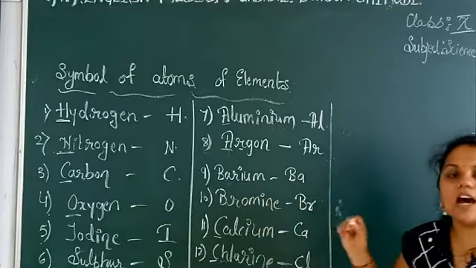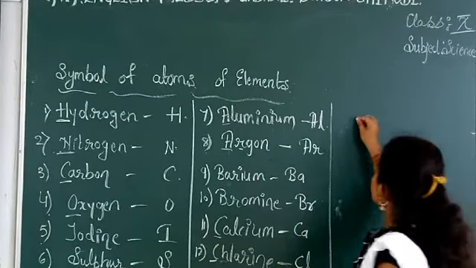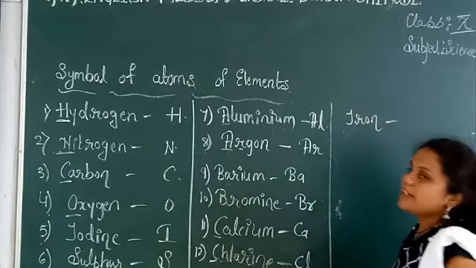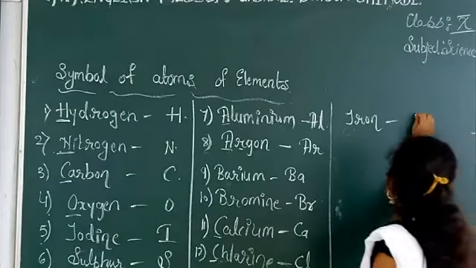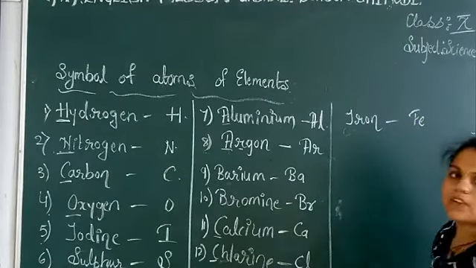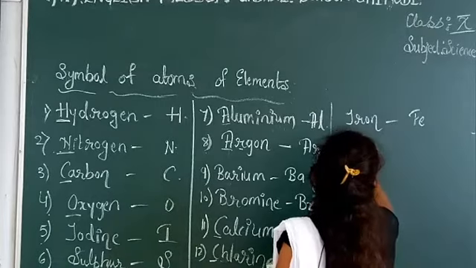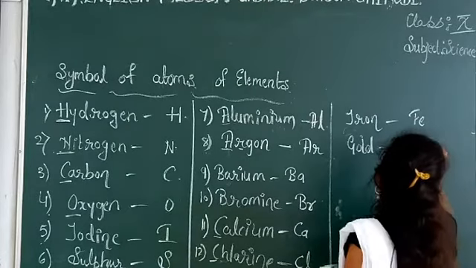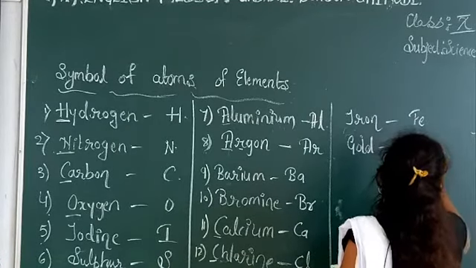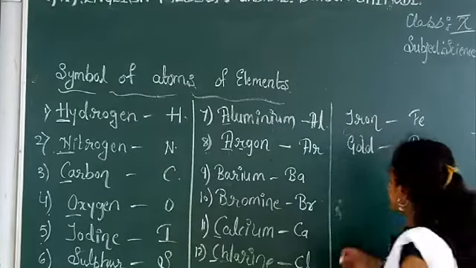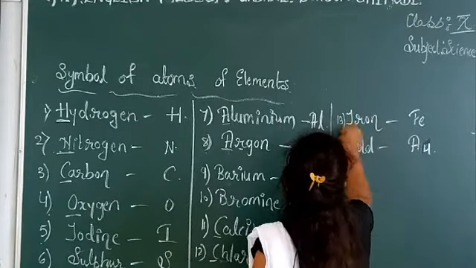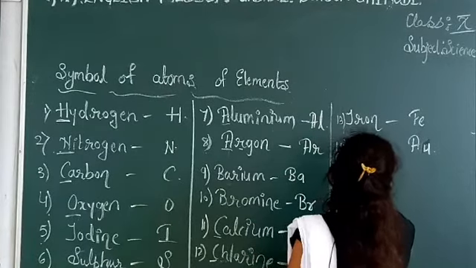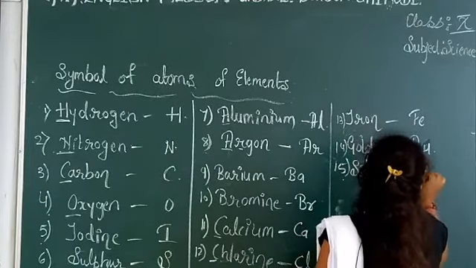We have a few examples that are not represented by their names. They are represented by other names. Which are those? Like iron. It is also called ferrous, so this is represented by Fe. Next is gold. This is not represented by Go. It is represented by Au. Next is silver. It is represented by Ag.